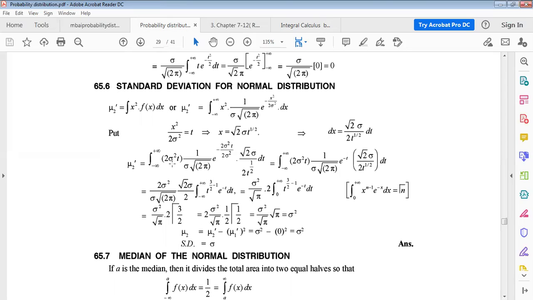Then the second corrected moment, using the relationship between raw moments and corrected moments, equals sigma square. So the standard deviation will be the square root of what? Sigma square, because this is the variance. If we take the standard deviation from the variance, we must take the square root on both sides. Then the standard deviation will be sigma.